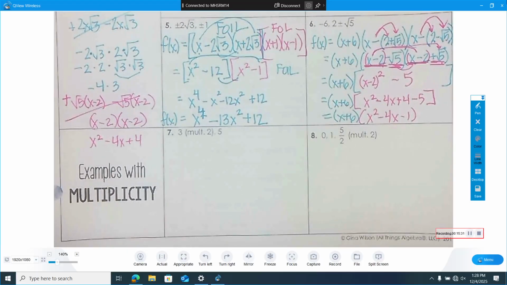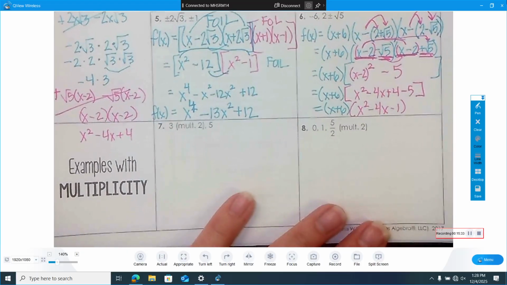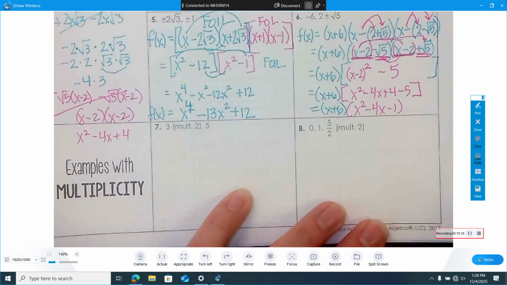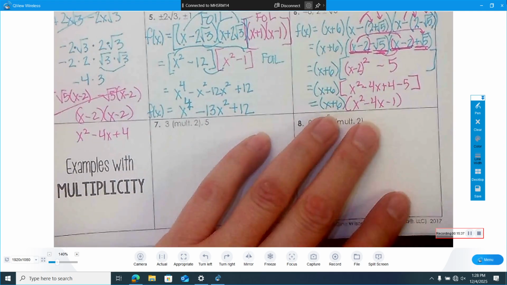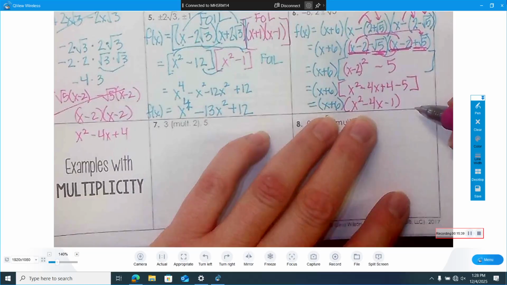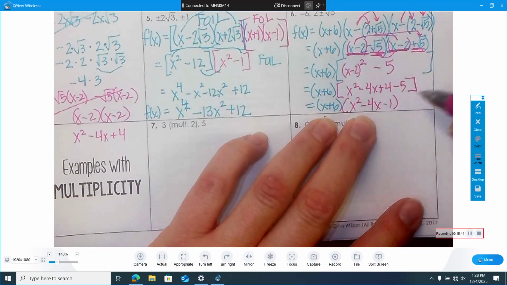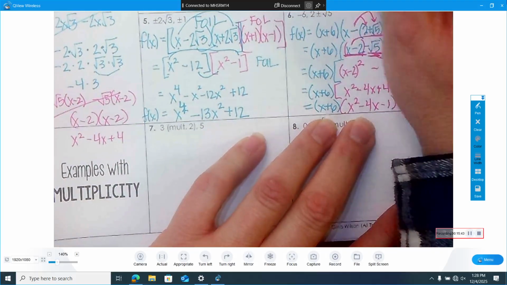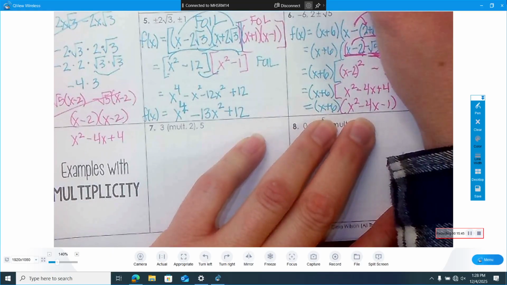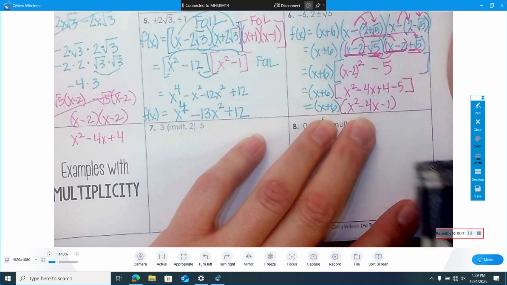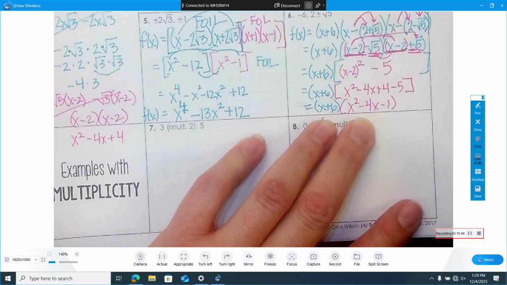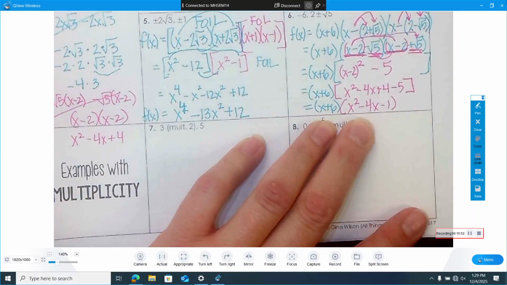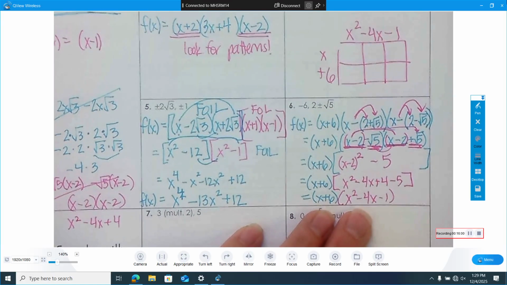Oh, gracious, these take forever. Okay, then what do you have to do? Multiply those together. Do I need to do that step? I would make a box. You don't have to, but x squared minus 4x minus 1, and then I have x plus 6. All right? X plus 6. Did I say minus? I'm sorry. Oh, you can't see that. There we go.